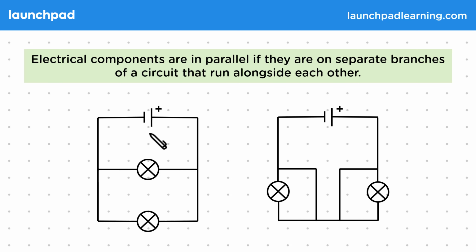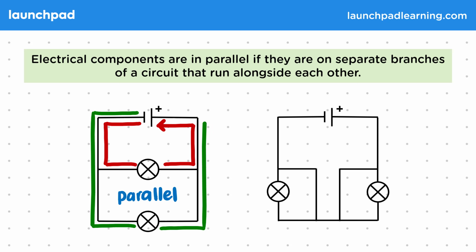In this circuit on the left, we have the lamps on different branches. Since these branches run alongside each other, the lamps are connected in parallel. We can also see this because there are two possible paths around the circuit, one that passes through the middle lamp and another that passes through the bottom. So there is no path that can pass through both lamps.